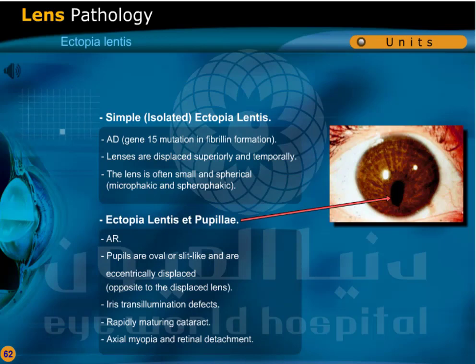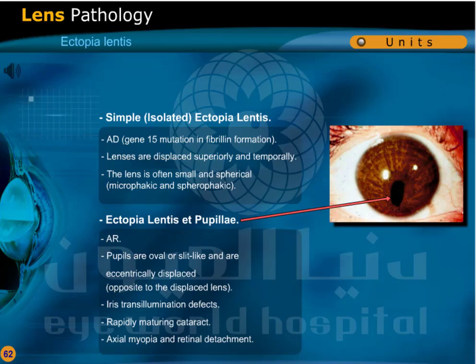Ectopia lentis. Simple isolated ectopia lentis is an autosomal dominant disorder with a gene 15 mutation in fibrillin formation. Lenses are displaced superiorly and temporally. The lens is often small and spherical, microphakic and spherophakic.